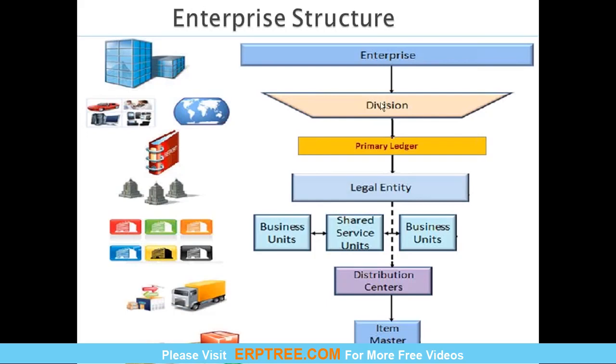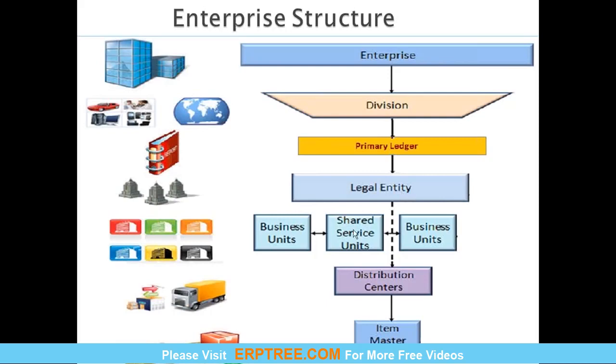So finally, if division and distribution centers are not mandatory, almost our enterprise structure, the Fusion enterprise structure, will remain the same as EBS. In place of business group, we have enterprise. Of course, here enterprise is more than business group in Fusion, because this can hold different countries' data groups. Data groups are nothing but specific country employees' related data. And divisions are optional. Of course, in EBS we have it, and if required we can opt for it. And the primary ledger we have here and there, and legal entities there and here we have.